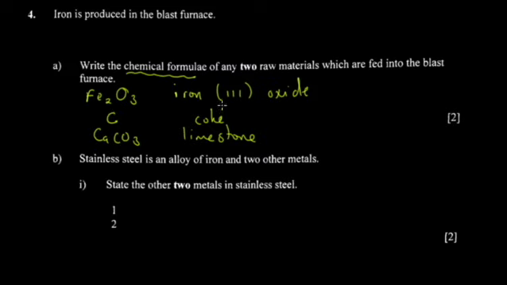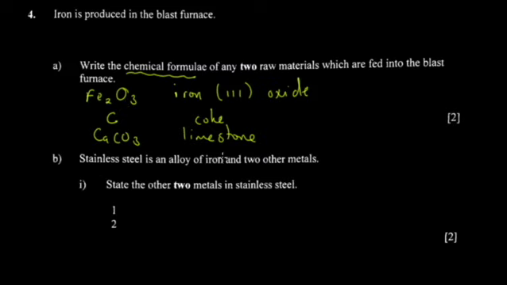Here I was just giving you, if you say write any 2 raw materials, then you have to write the chemical names. Don't bother yourself writing the chemical formula. But then here it says write the chemical formula for all these things. That's why we're writing this.